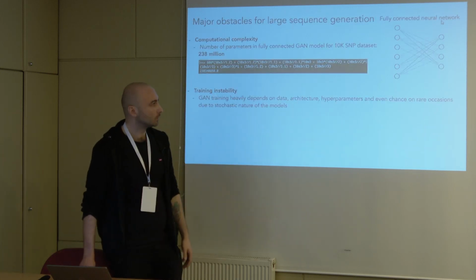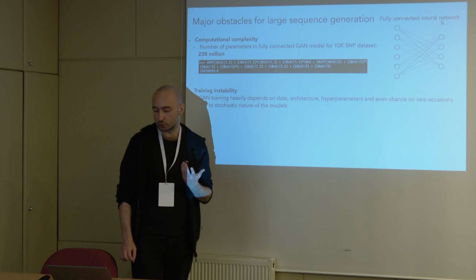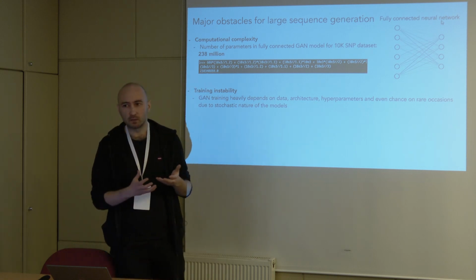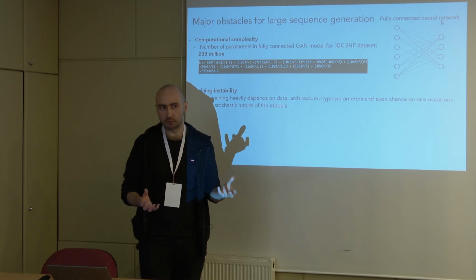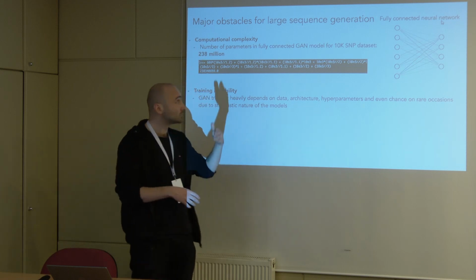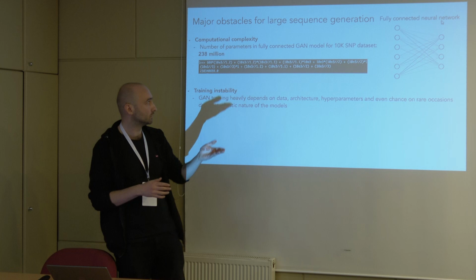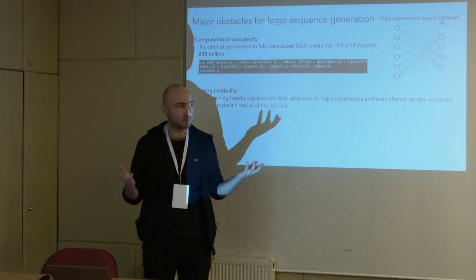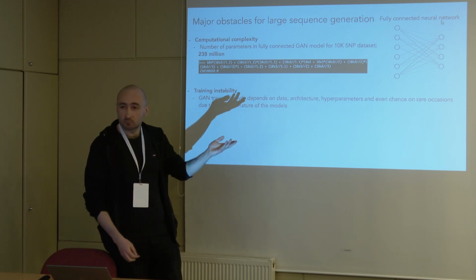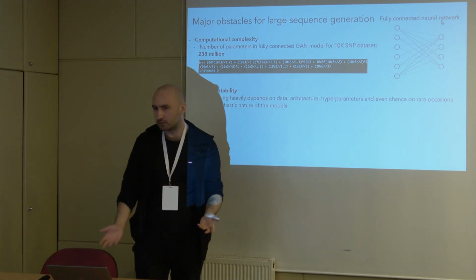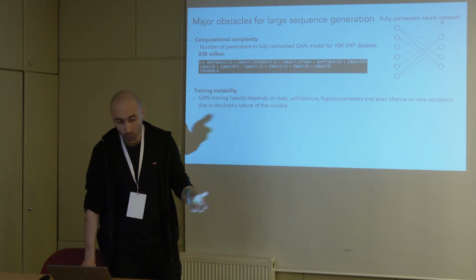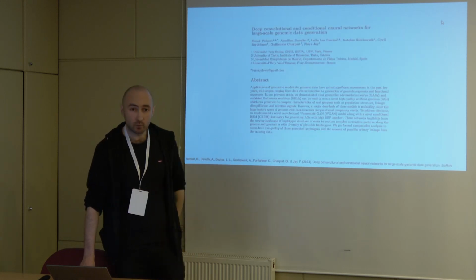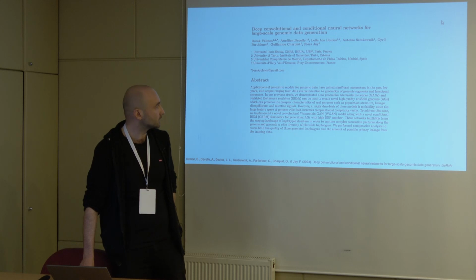But there was a huge issue because these were all very small segments. The main reason behind this is that these were fully connected architectures. And as you can see, even for a small segment which only has 10,000 SNPs, because of the computational complexity you need to train millions of parameters. And also GANs especially are very difficult to train. To address these issues, this is our new preprint, you can check it out for details.